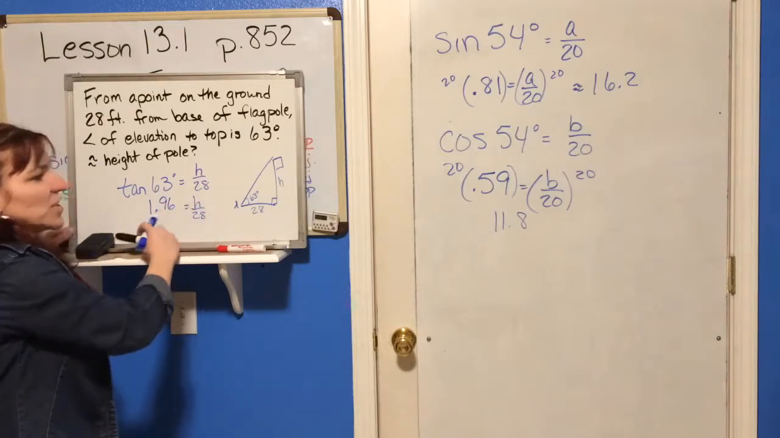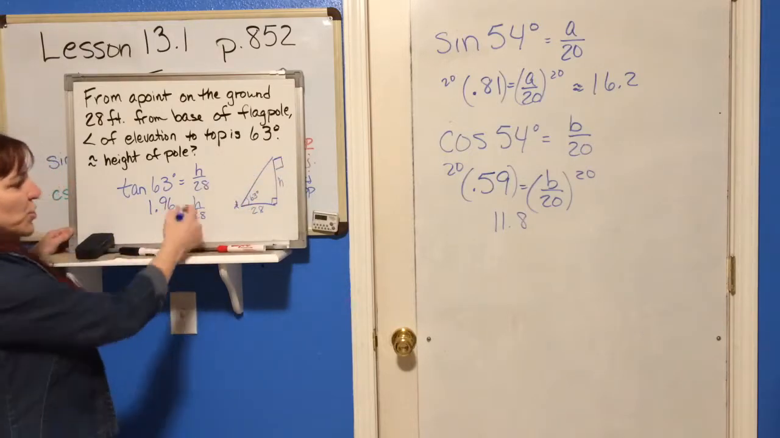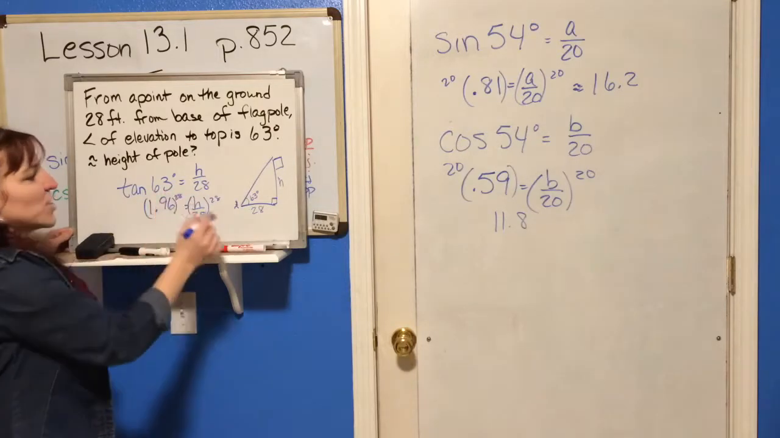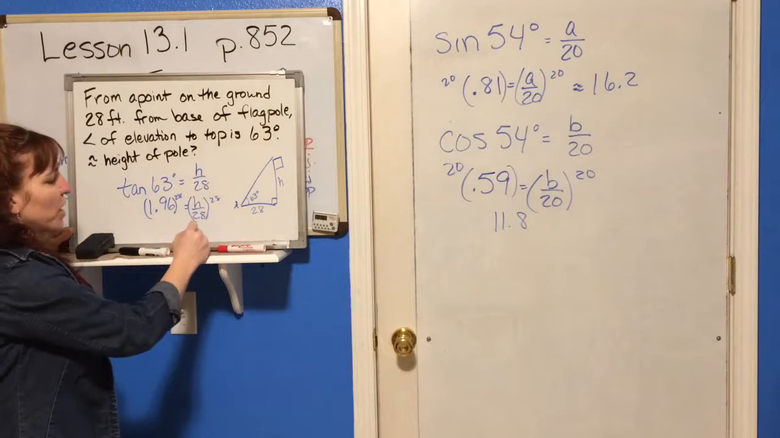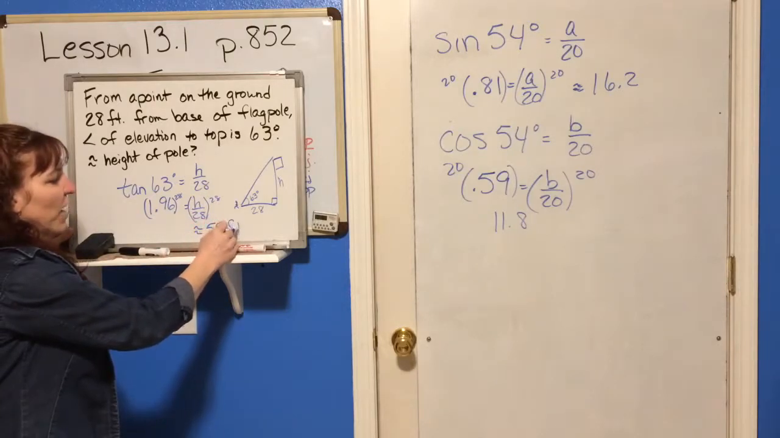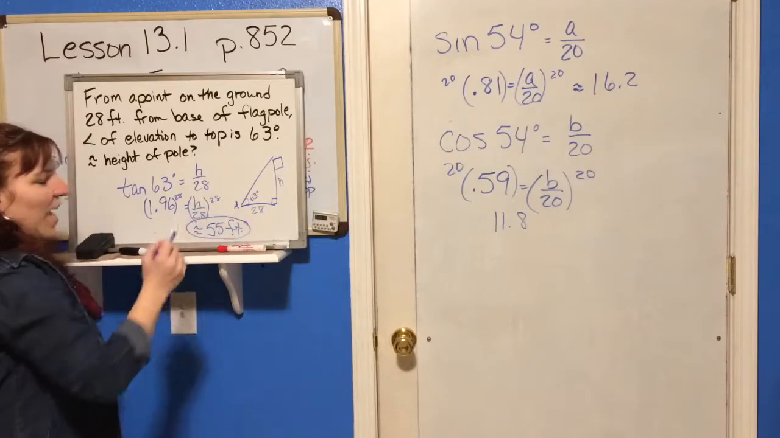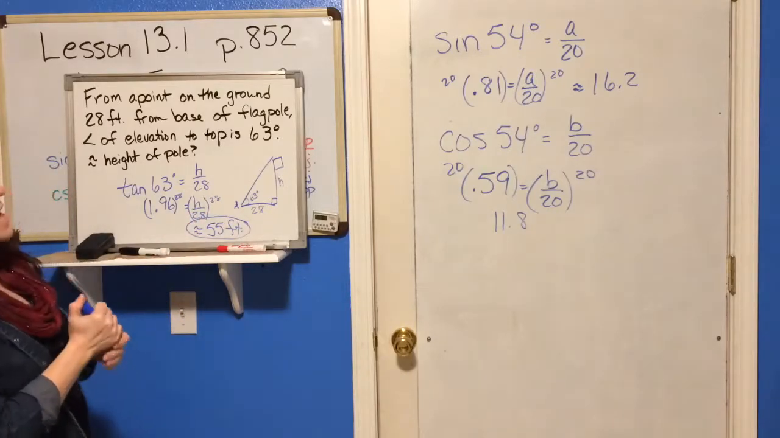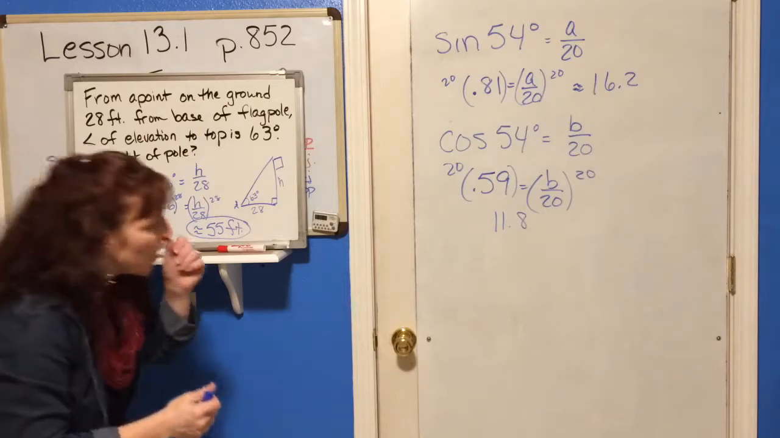And we're going to solve it just like we just did these others. Just multiply both sides by 28. And so the height of the flagpole is approximately 55, and we'd have to put 55 feet, and then we're done.